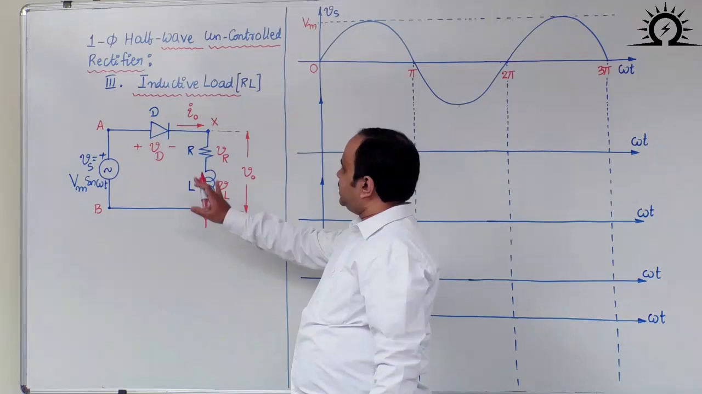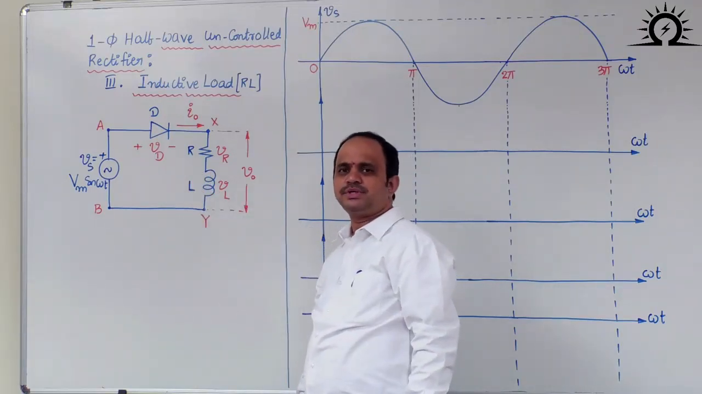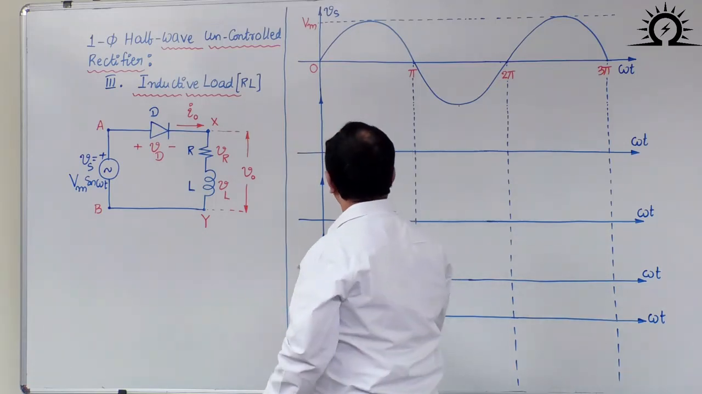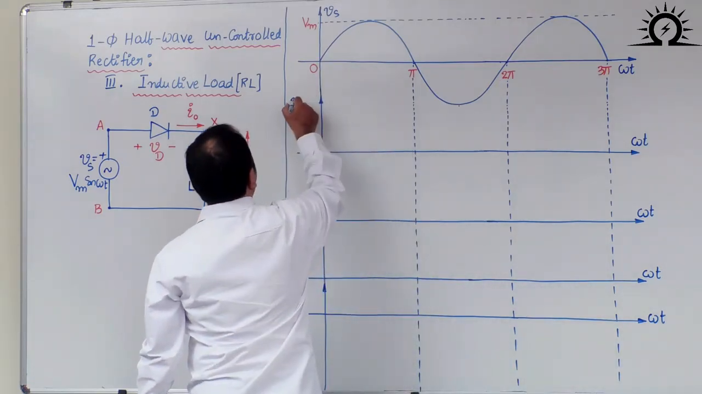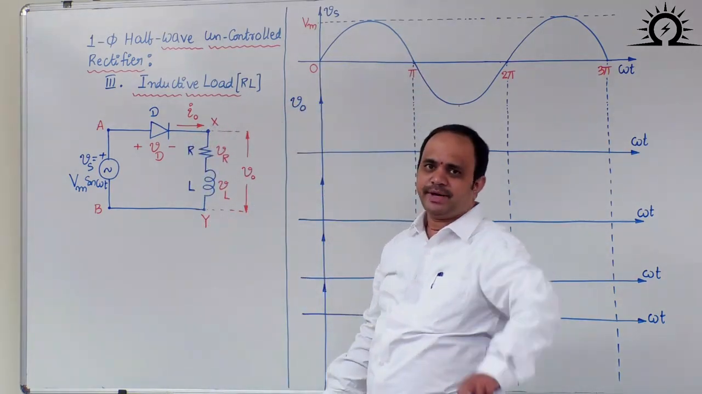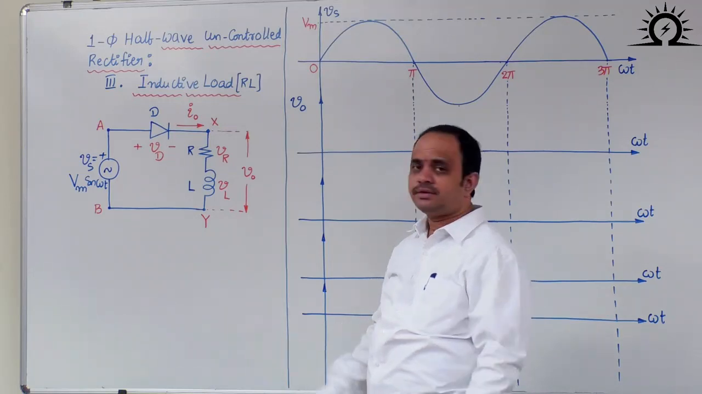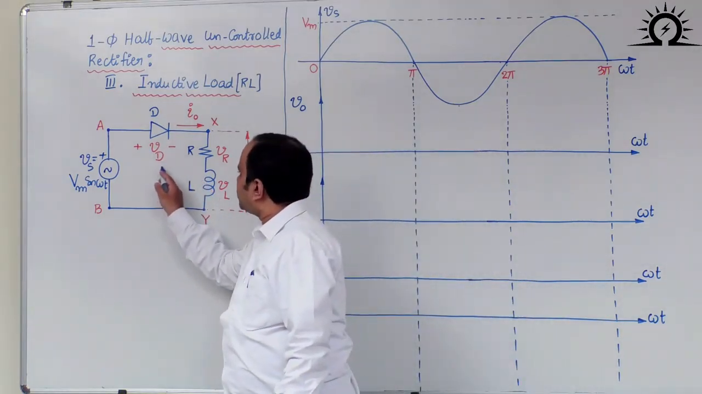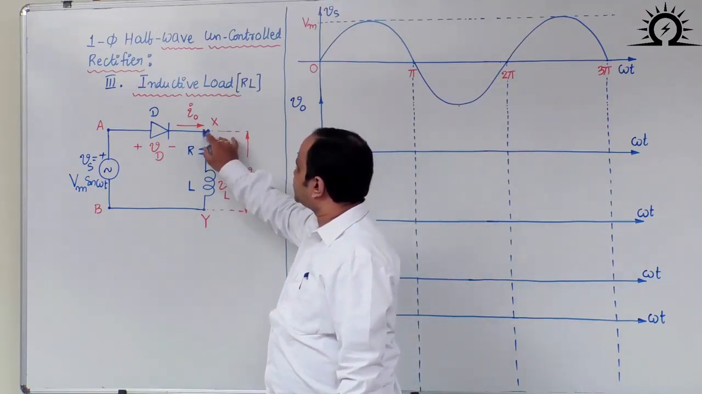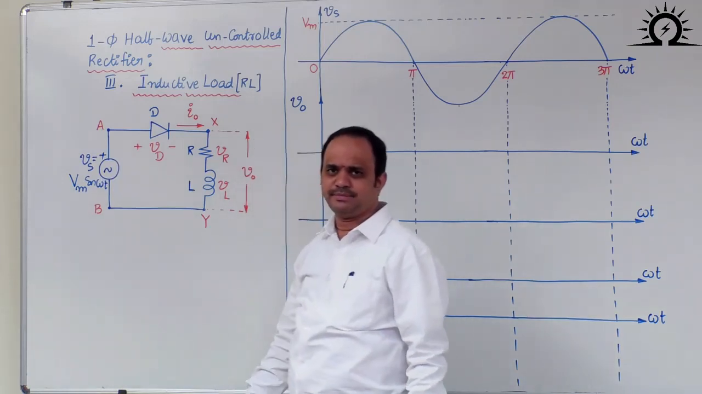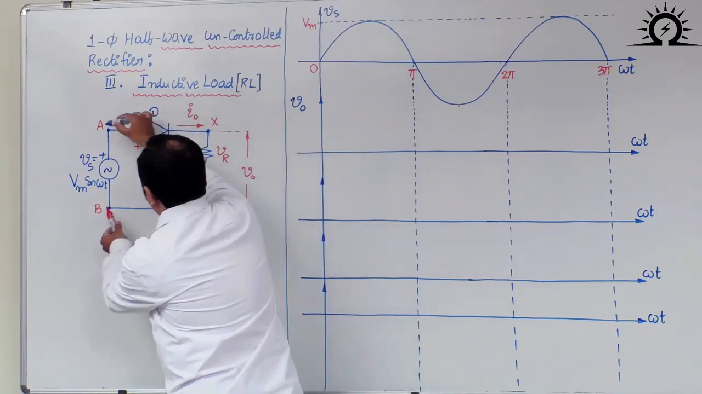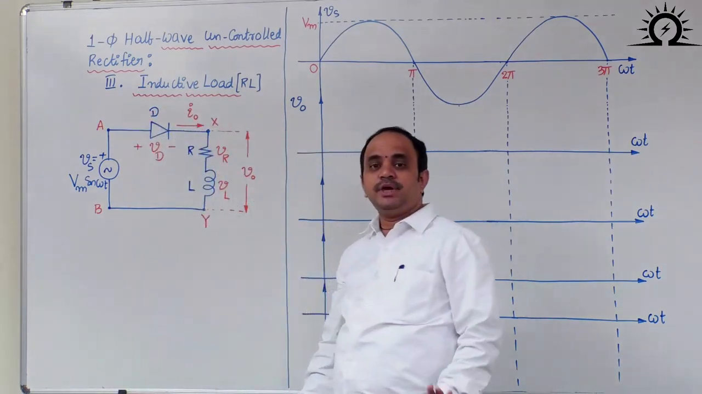In this case, again the source voltage is pure sinusoidal, and the device is a diode. Therefore, from 0 to pi, whenever the source voltage is positive, the diode will be forward biased. Then what will happen? It will turn on. Voltage drop across the diode is 0. In that case, load terminal X will be connected to source terminal A. Therefore, voltage across the XY terminals will be the same as across the AB terminals.